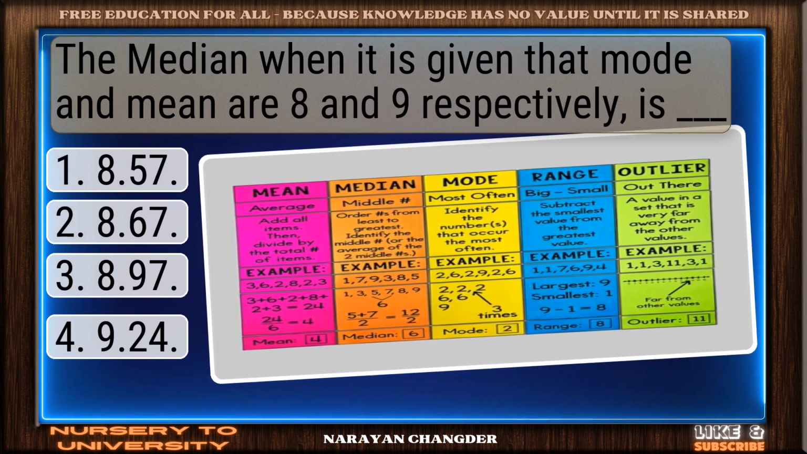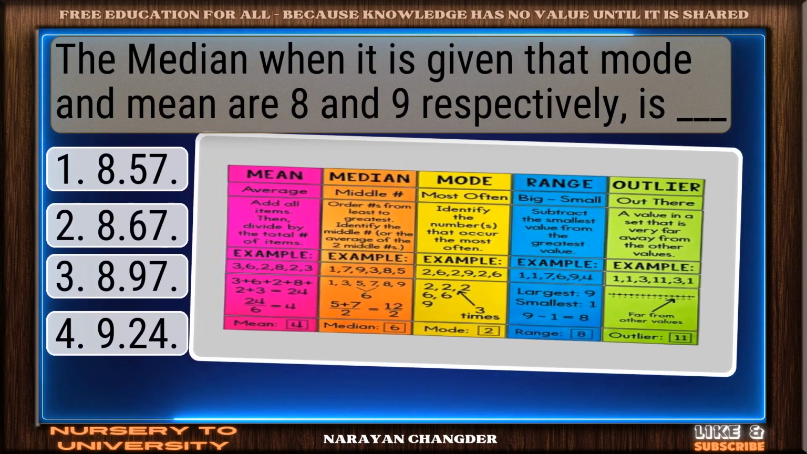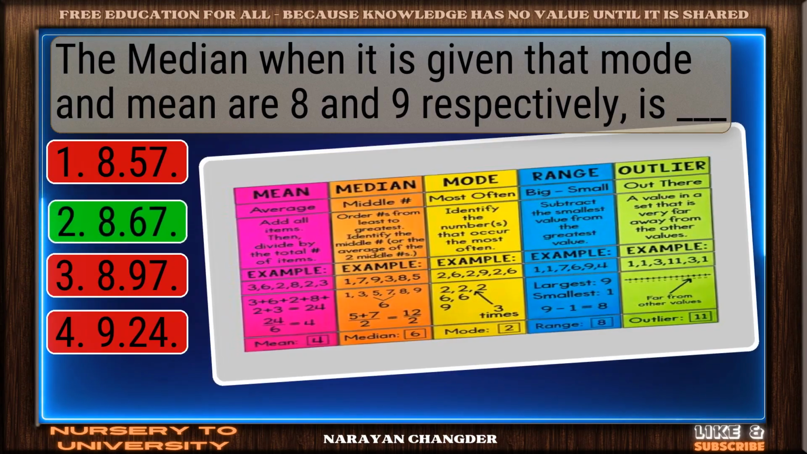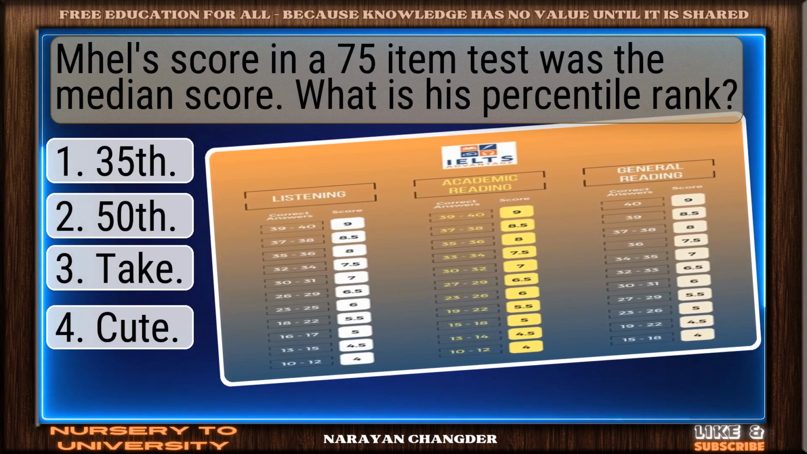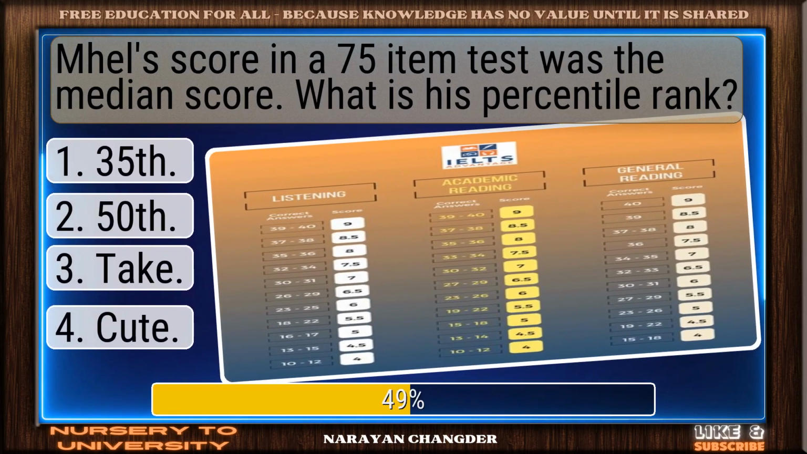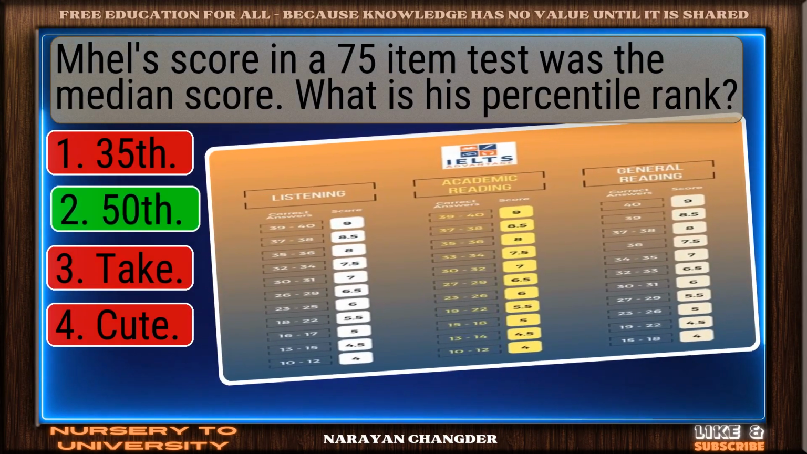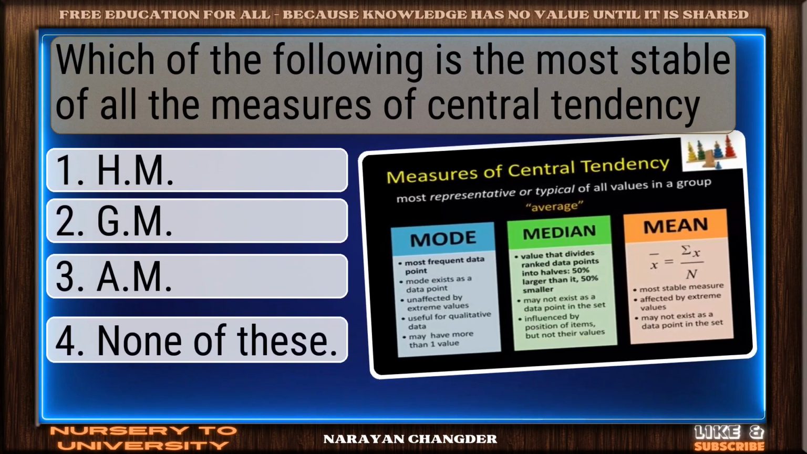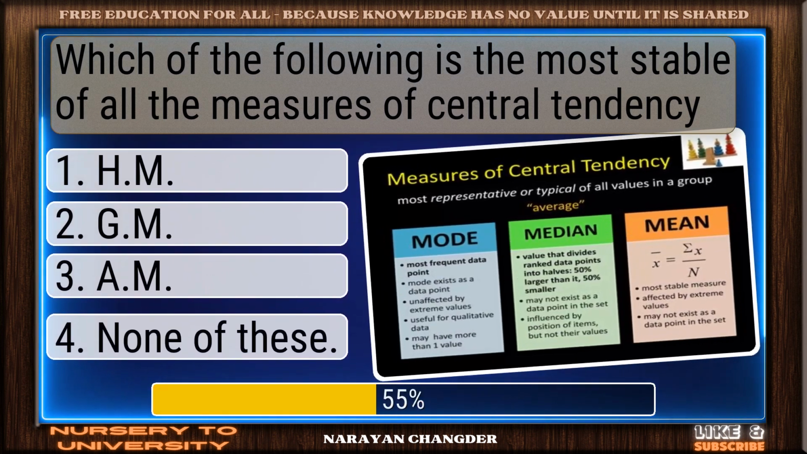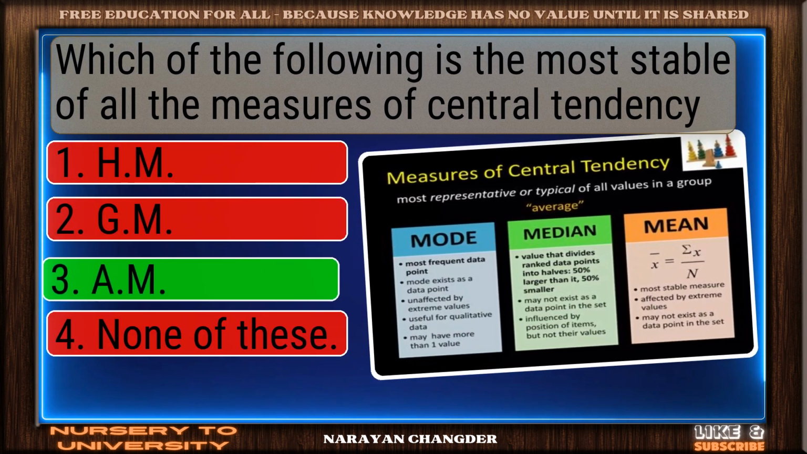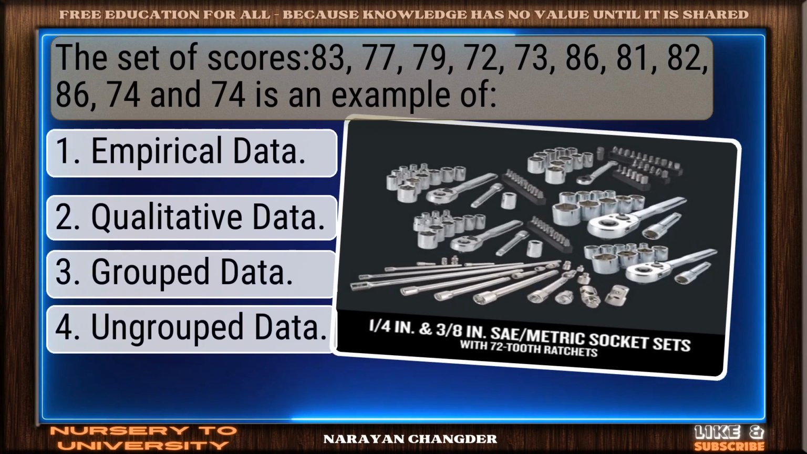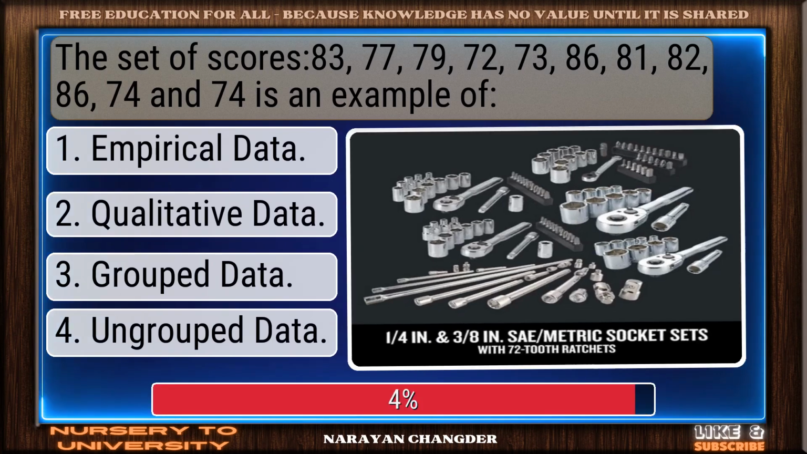The median, when it is given that mode and mean are 8 and 9 respectively, is dash. 8.67 makes sense. Mel's score in a 75-item test was the median score. What is his percentile rank? You got it. 50th fits. Which of the following is the most stable of all the measures of central tendency? Mean is the answer.